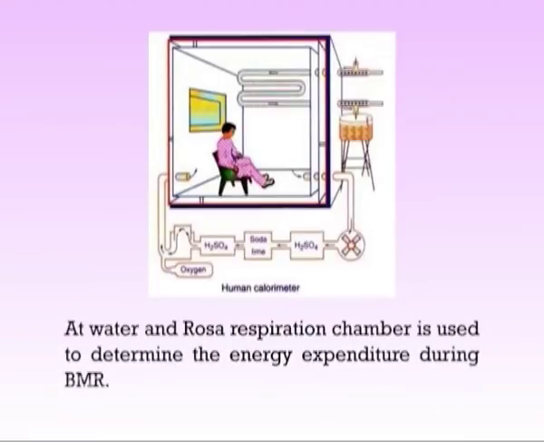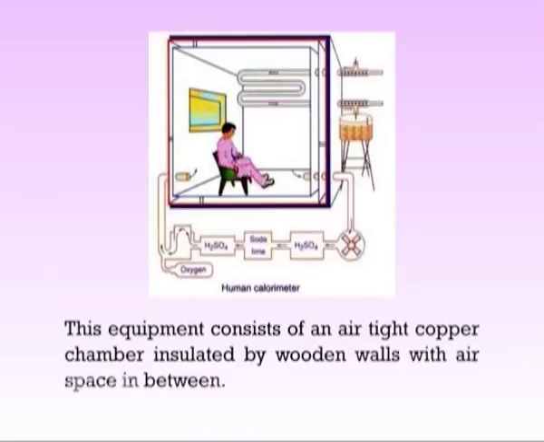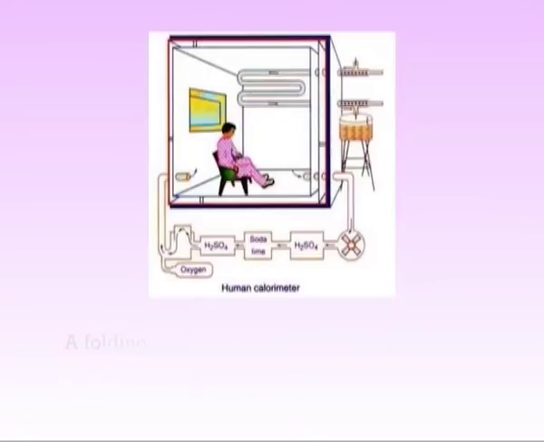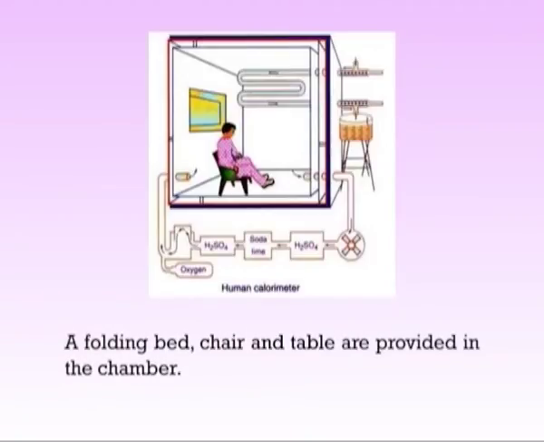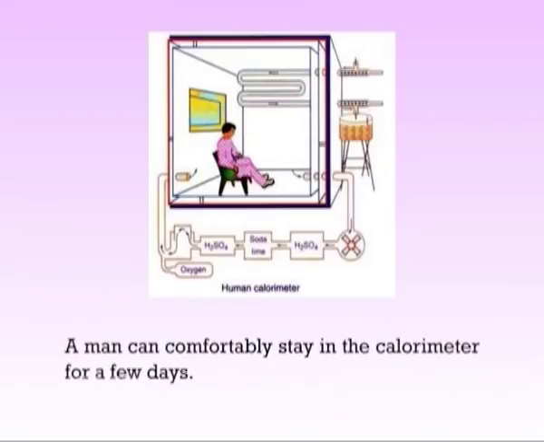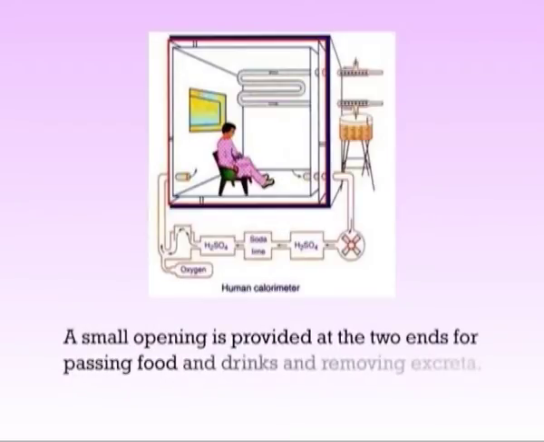Atwater and Rosa respiration chamber is used to determine the energy expenditure during BMR, that is basal metabolic rate. This equipment consists of an airtight copper chamber insulated by wooden walls with air space in between. A folding bed, chair, and table are provided in the chamber. A man can comfortably stay in the calorimeter for a few days. A small opening is provided at the two ends for passing food and drinks and removing excreta.